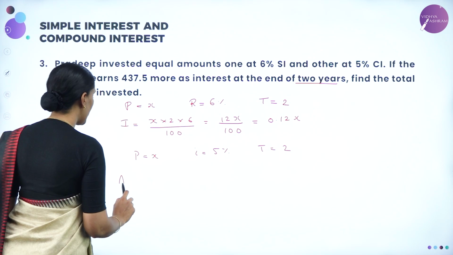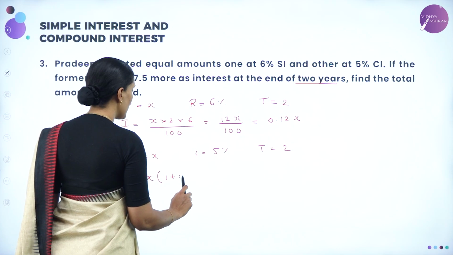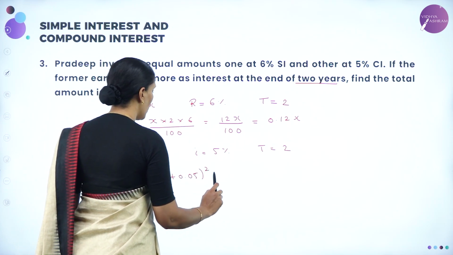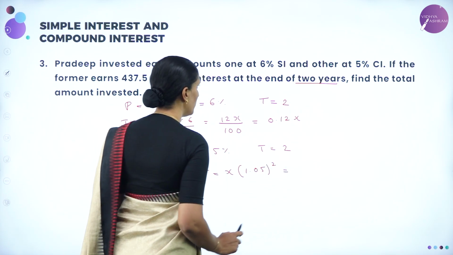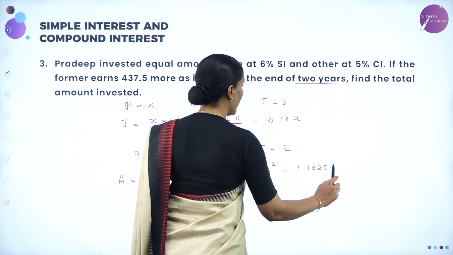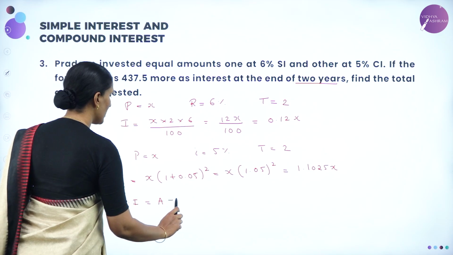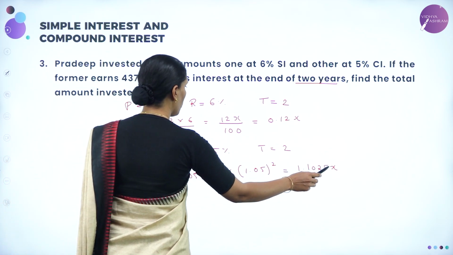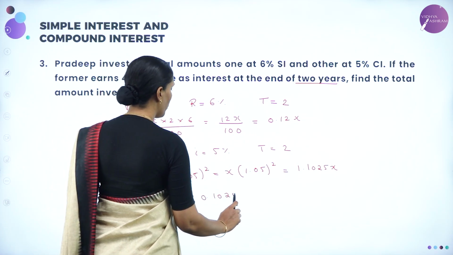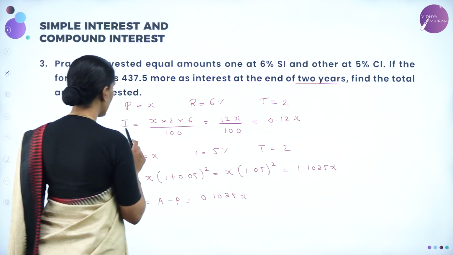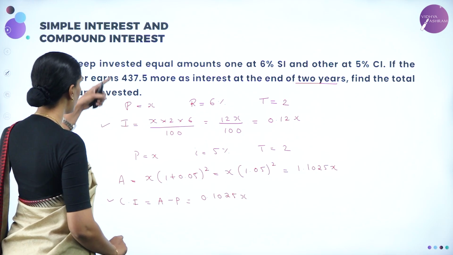Now the same amount is invested at 5% compound interest for the same period of time. So we'll calculate the amount before calculating compound interest, which is x into (1 plus 0.05) whole square, whose value is x into 1.05 whole square, which is equal to 1.1025x. Now to calculate the compound interest, it is always amount minus principal. So 1.1025x minus x is equal to 0.1025x. We can clearly see here the simple interest value is more than the compound interest value.